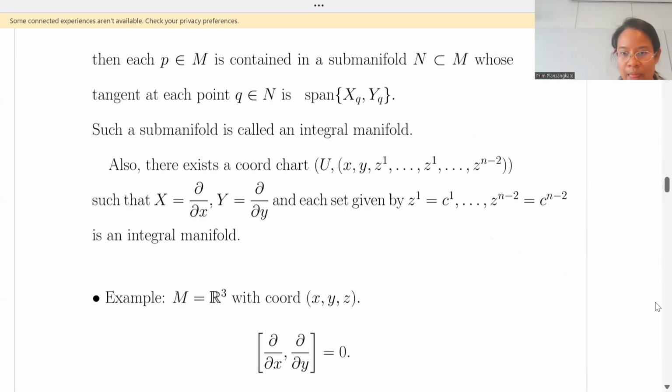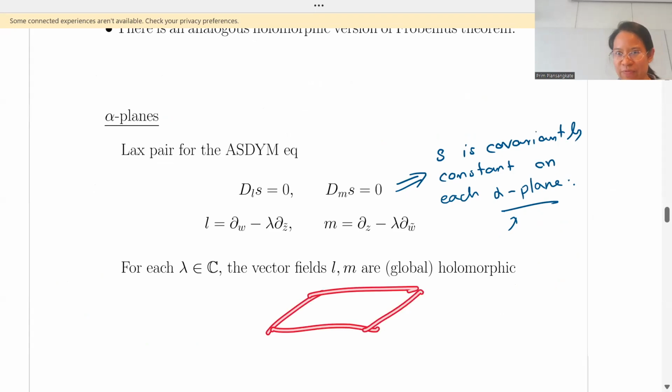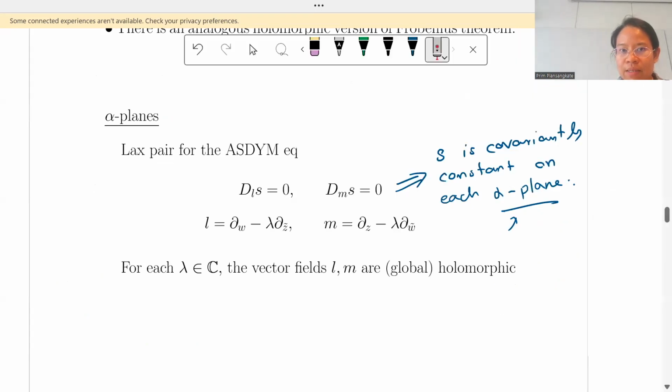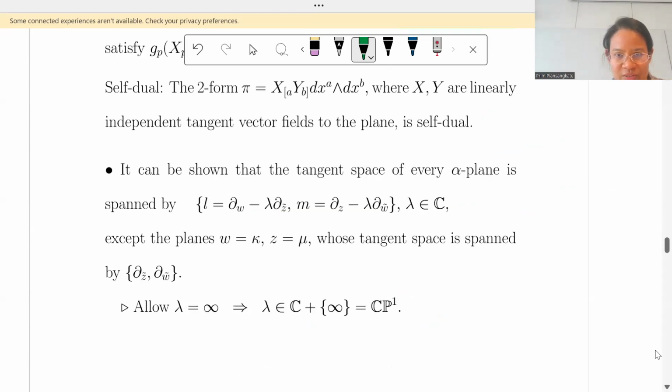It is the same over here, that you have a two plane. In fact, it is a two plane in C4, but for drawing, I'm just drawing a two plane in real. So we have an alpha plane, and the solution of the lax pair is covariantly constant. It means that it's determined by just a value at a single point. So it's determined by just one vector.